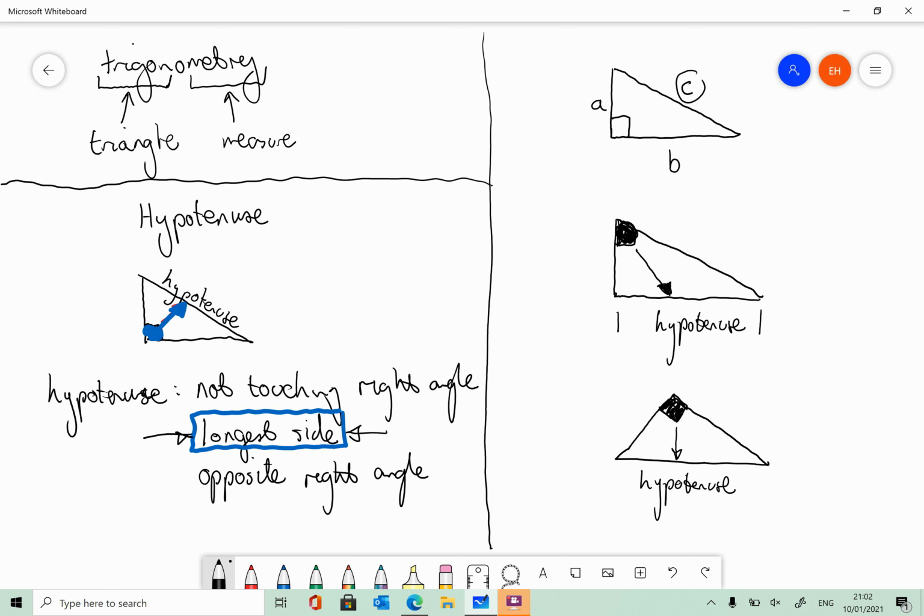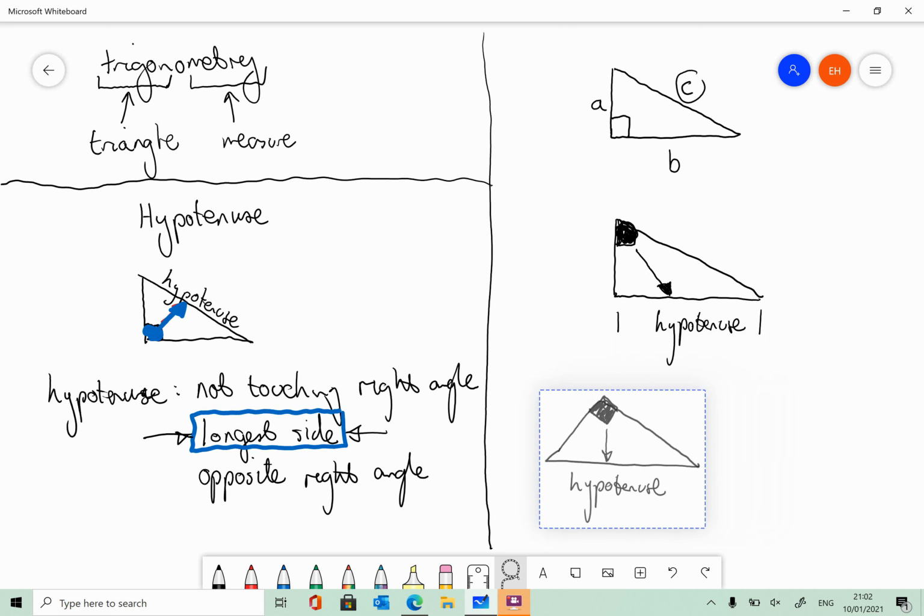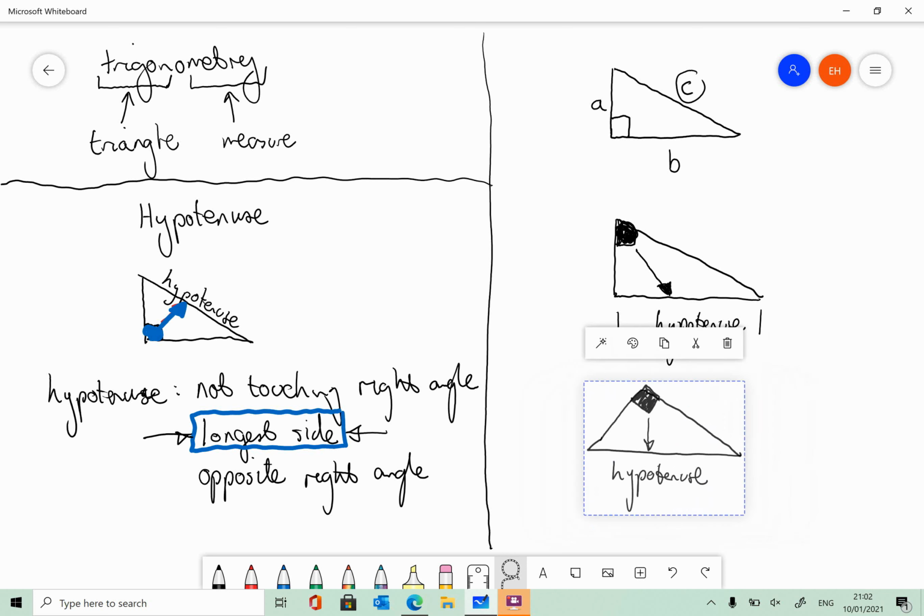Okay, so it makes no difference if the triangle is... Oh, can I do something really smart here with my computer? Can I grab this? It makes no difference what the angle is, no, I can't rotate it, sorry. Okay, so that's the hypotenuse.